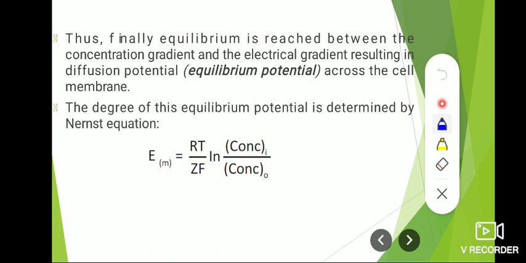Then at equilibrium, what will happen now? Movement will stop when both forces oppose each other. So finally equilibrium is reached between the concentration gradient and the electrical gradient, resulting in a diffusion potential across the cell membrane, where net movement will stop. The potential at which net movement stops is called the equilibrium potential. Now it is different for different ions. It will be different for potassium, different for chloride, different for sodium. So this is for single ions.